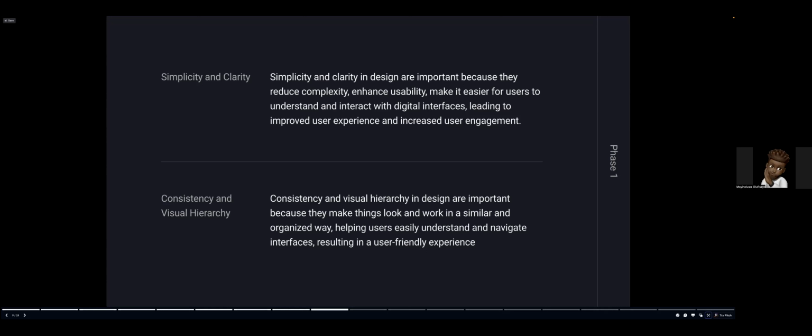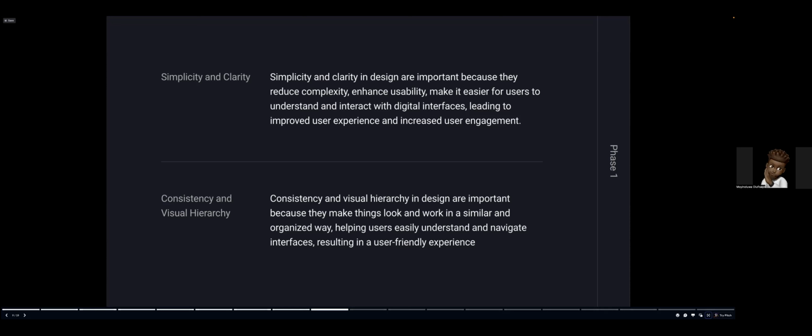So simplicity and clarity: make your design as simple as possible and also make it clear to the users so they can navigate their way around the application as easily and seamlessly as they can. That is it about simplicity and clarity. And there's something about consistency and also visual hierarchy.